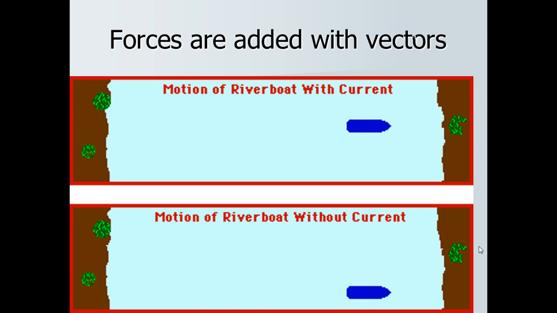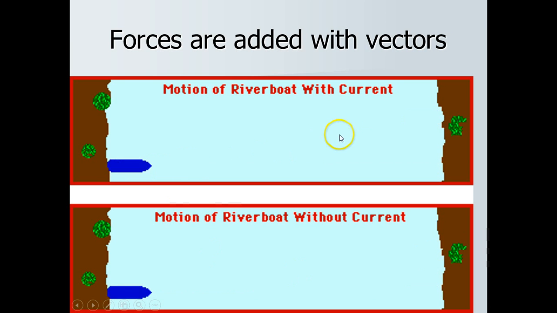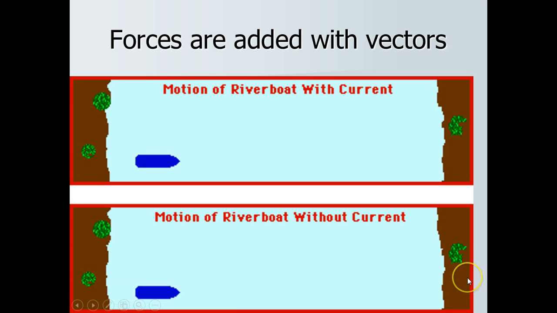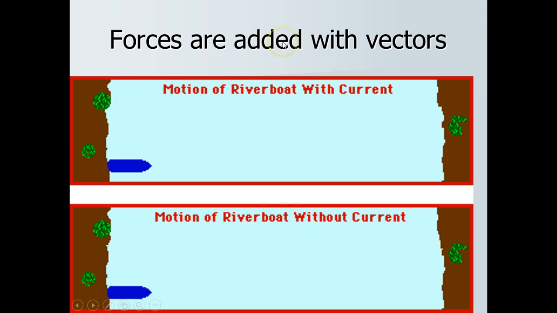Forces are added with vectors. If the boat is going with the current, then it's going to drift sideways as the current pushes it. If the boat is going without a current, then it can travel in a straight line. The current in this case would be going toward the top of your screen.